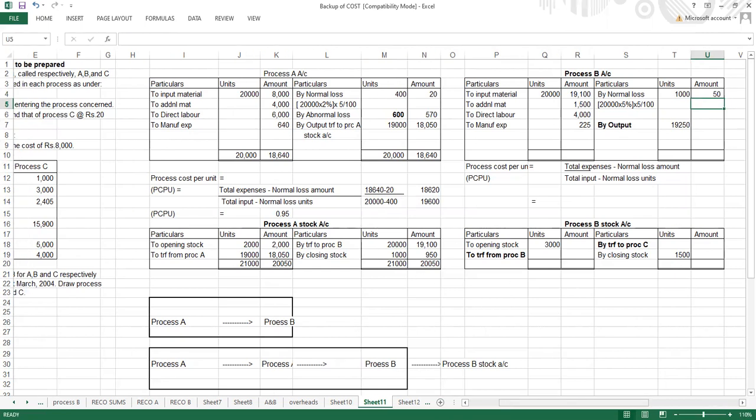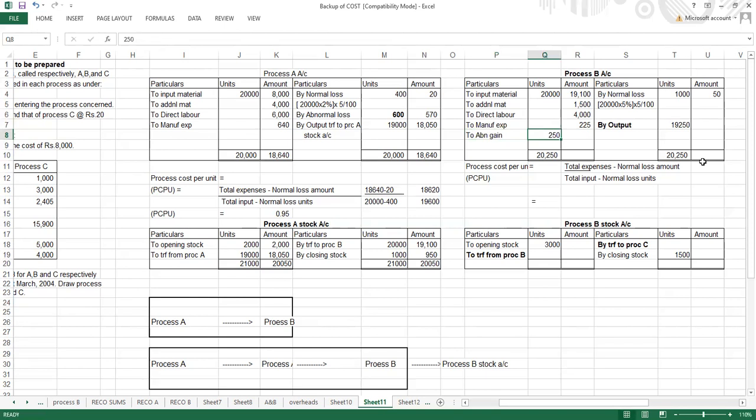Now we have posted everything. So next step is to close the units column first. Now check which side is heavier. Debit is 20,000 units and credit is 19,250 plus 1,000, 20,250. So credit side is heavier, 20,250. And here on debit would be only 20,000. So the 250 is abnormal yield. Clear?